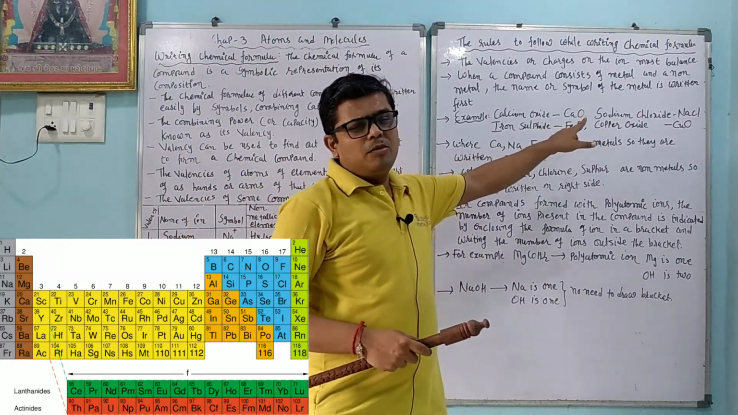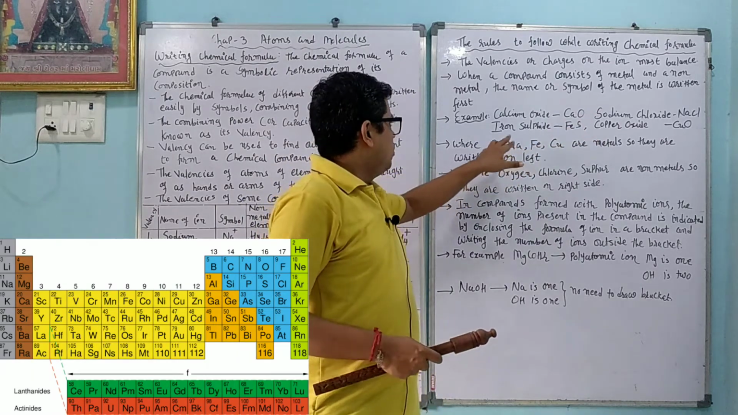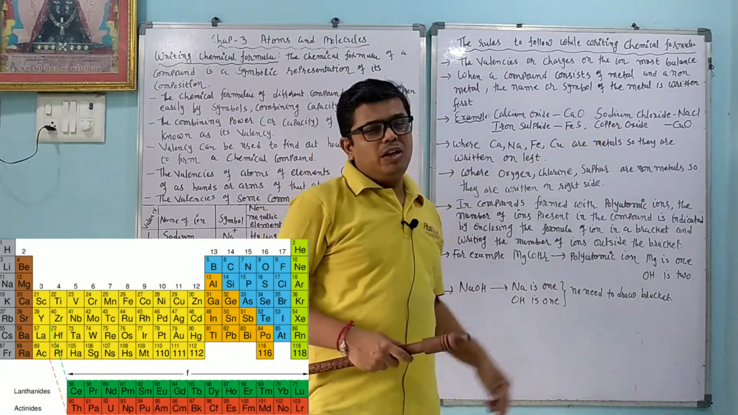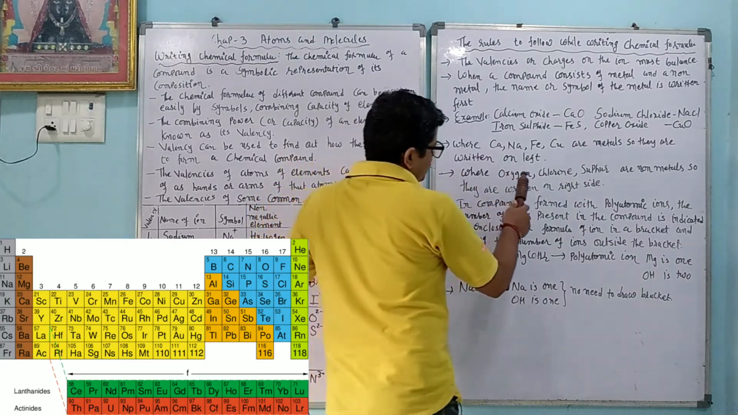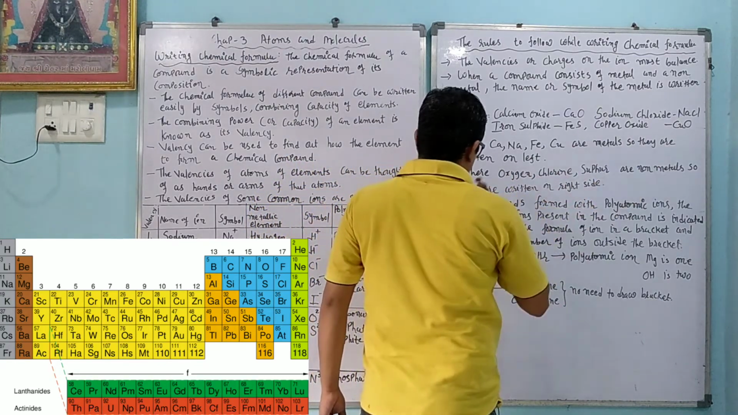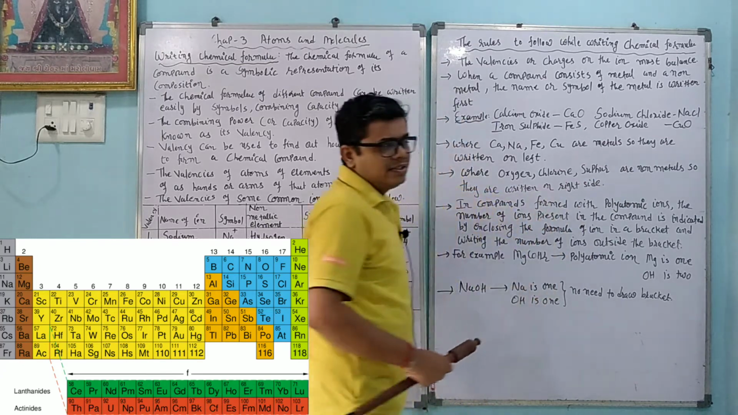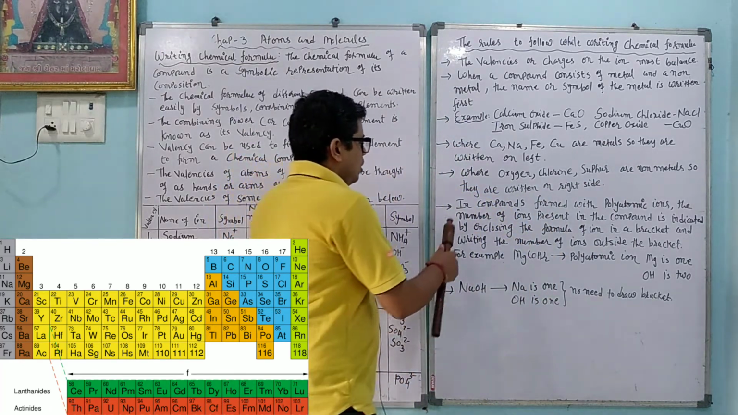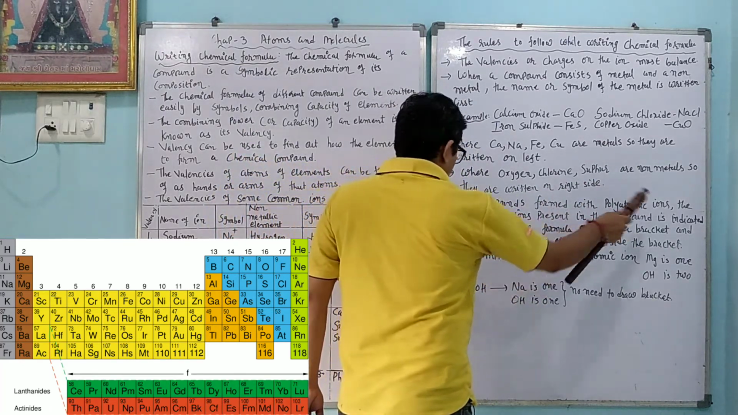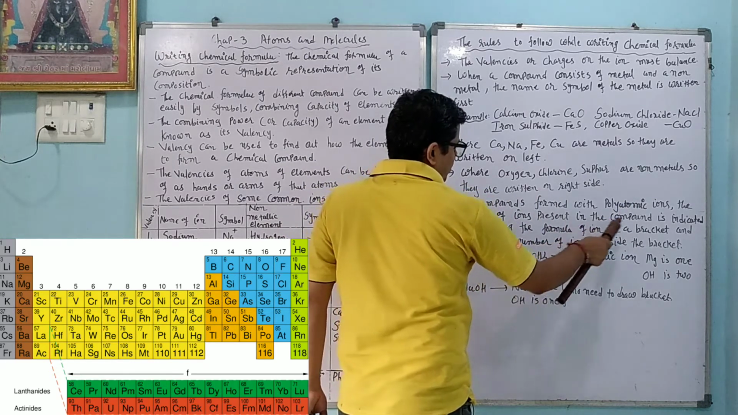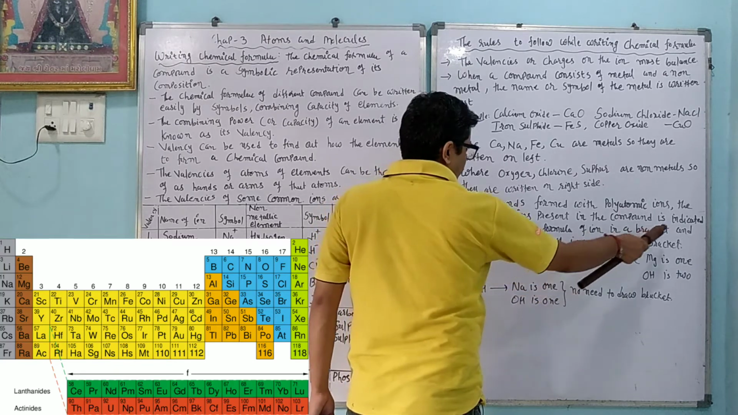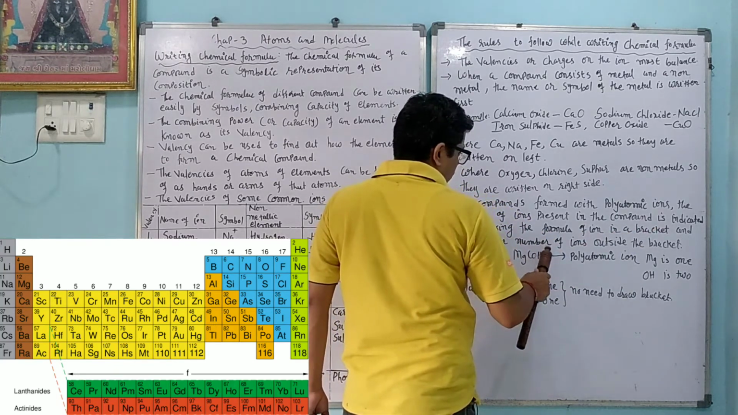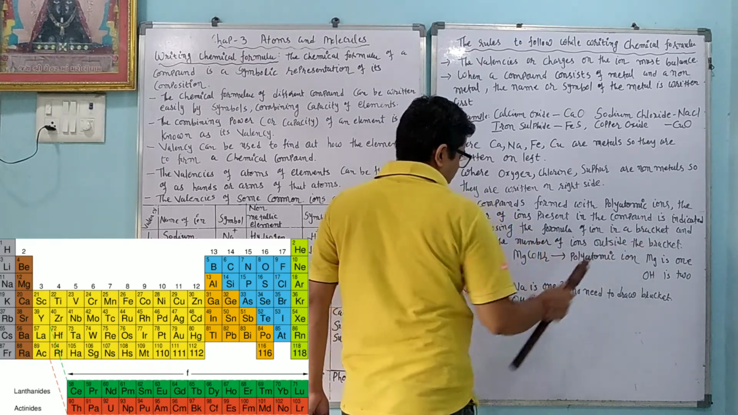Whereas the non-metals like oxygen, sulfur, or chlorine are written on the right-hand side. Oxygen, chlorine, and sulfur are non-metals, so they are written on the right side. In a compound with polyatomic ions, the number of ions present in the compound is indicated by enclosing the formula of the ion in a bracket and writing the number of ions outside the bracket.